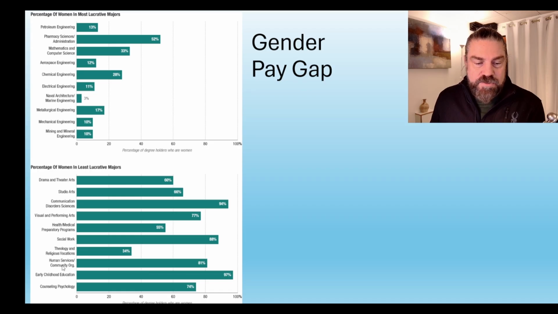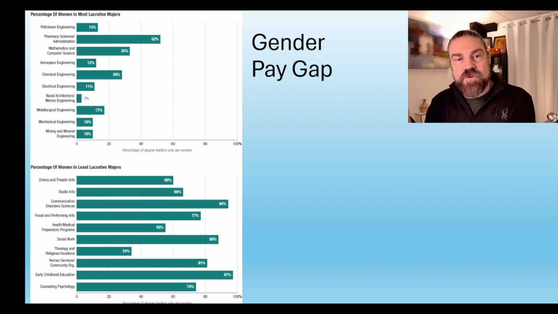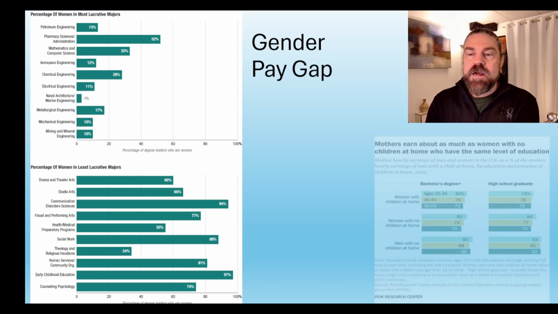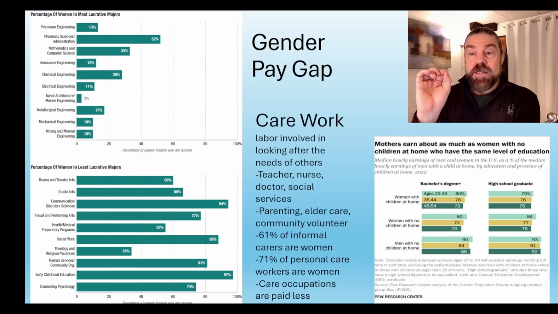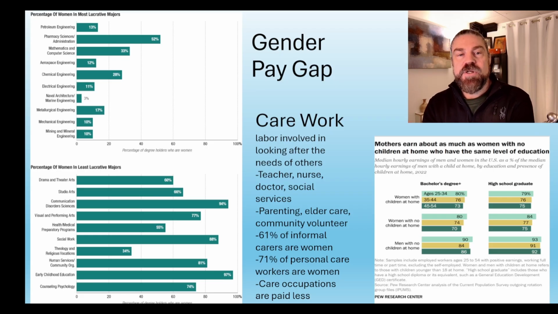Theological stuff, human services and community organization: 81% are women. Early childhood education: 97% are women. And counseling and psychology: 74% are women. These tend to be less lucrative careers. So some explain, neoclassical theory would suggest, well, women naturally are carers, and they like to care for their communities, so they choose these careers.